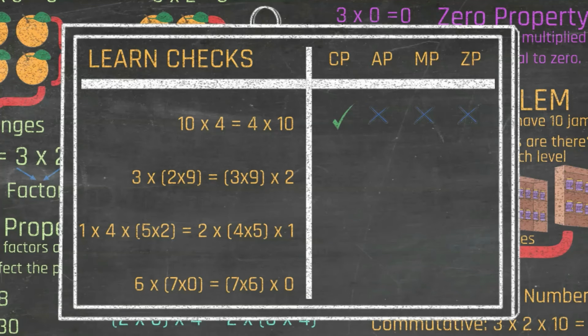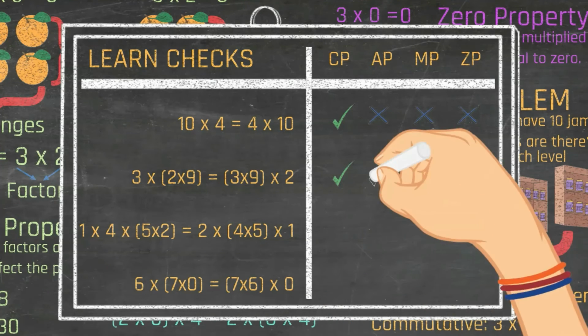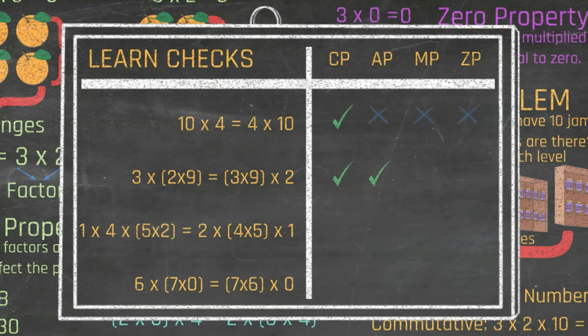Next. 3 times the quantity of 2 times 9 equals the quantity of 3 times 9, times 2. Commutative property. Yes. 2 and 9 switched orders. Associative property. Yes. Different grouping has been made. Multiplicative property. No. Zero property.